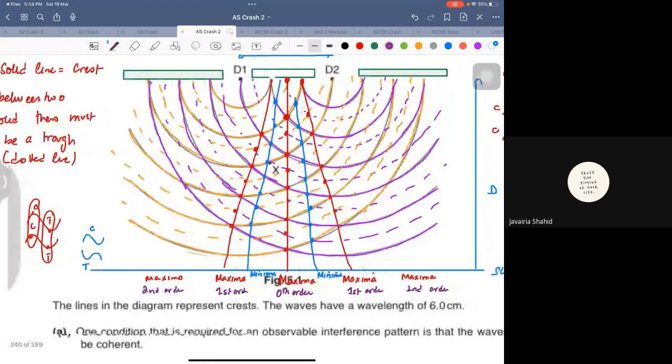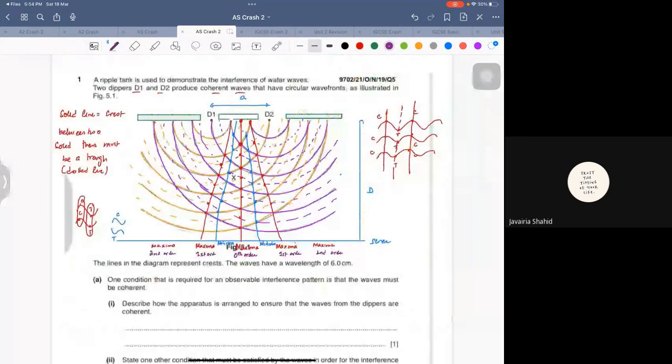Okay. Now, in this particular question, it says one condition that is required for observable interference pattern. All right. So one condition that is required for observable interference pattern is that the waves must be coherent. So he has given the condition himself, so nice of him. Okay, it says, describe how the apparatus is arranged to ensure the waves from the dippers are coherent. So how can we make sure that the phase difference stays constant?